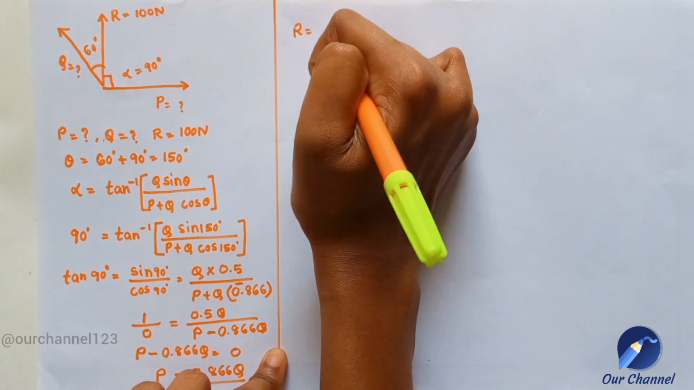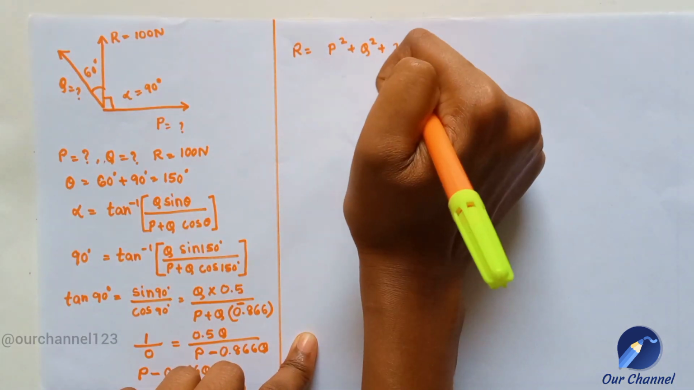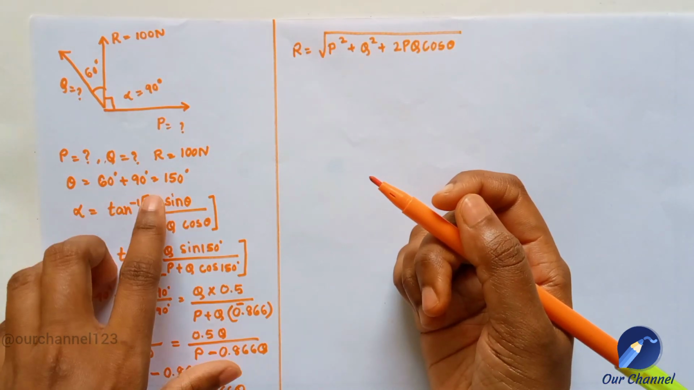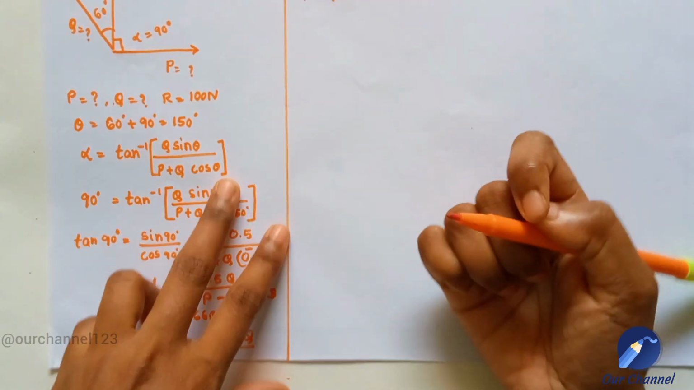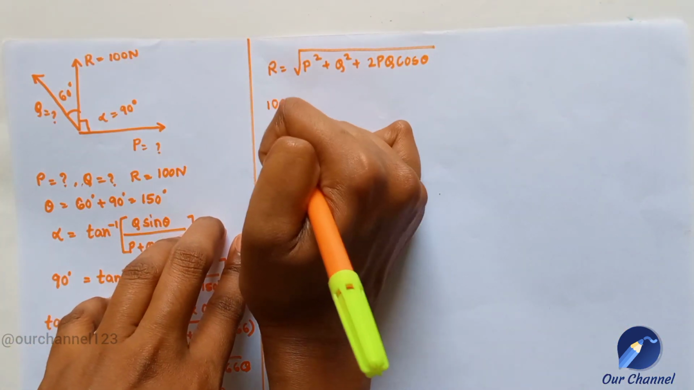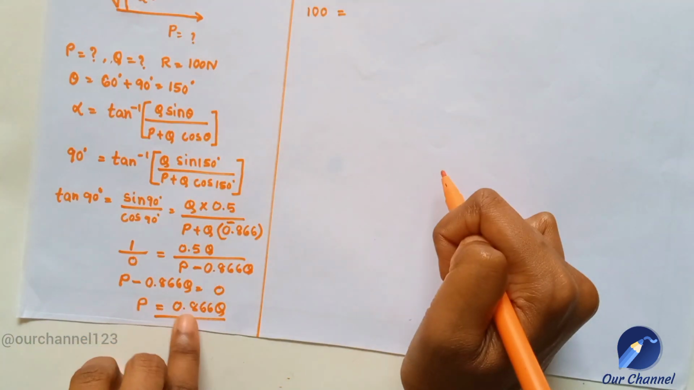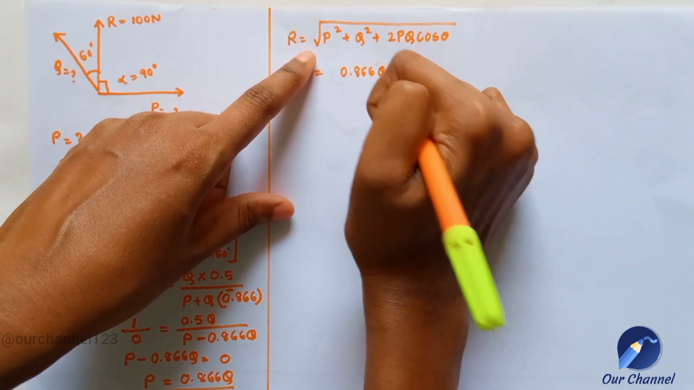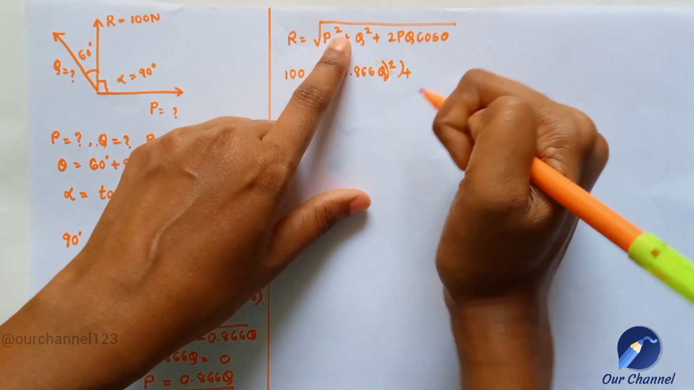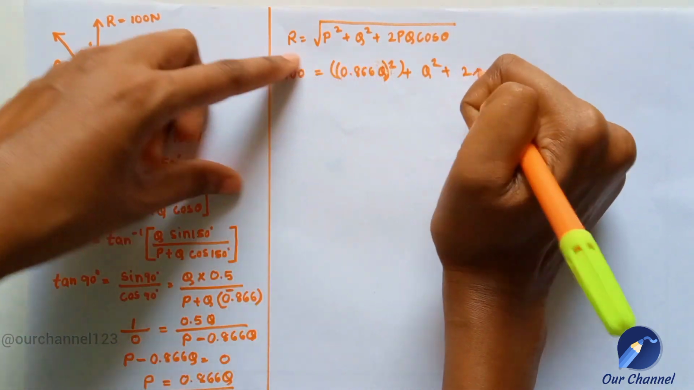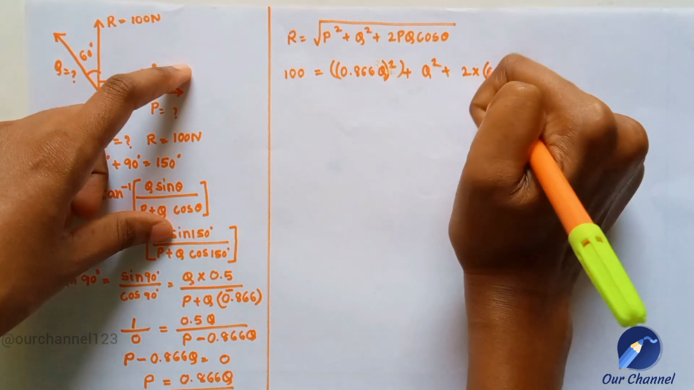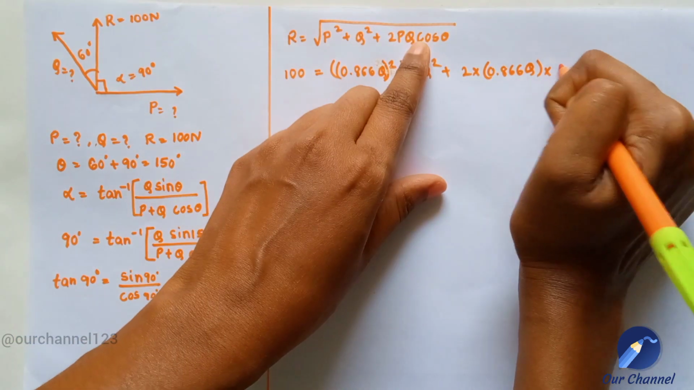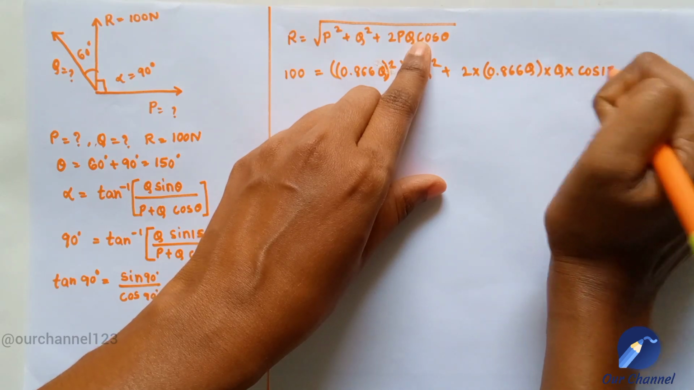Write the formula for resultant. R equal to square root of P square plus Q square plus 2PQ cos theta. Substitute the values of R, theta and P in that equation. R is 100 Newton, so 100 Newton equal to square root of 0.866 Q whole square plus Q square plus 2 into 0.866 Q into Q into cos theta. Theta is 150 degrees.